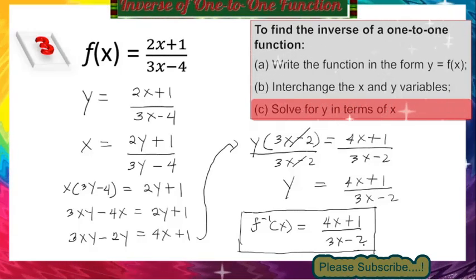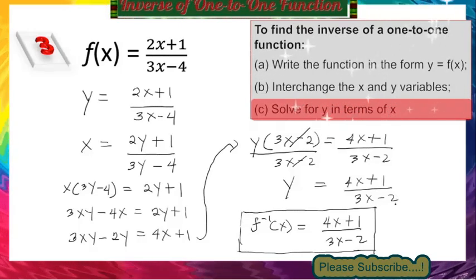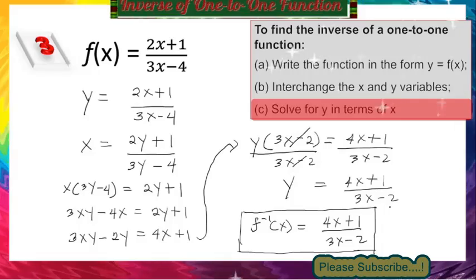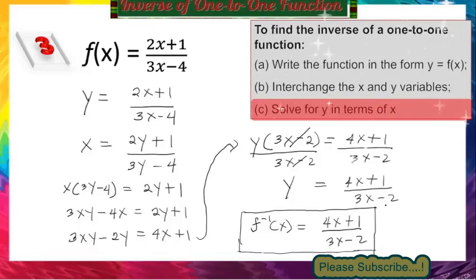F of x equals 2x plus 1 over 3x minus 4. Okay, next number.